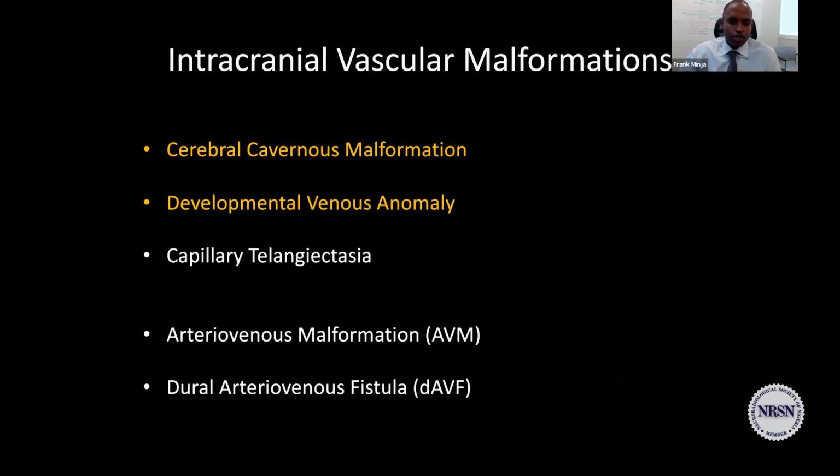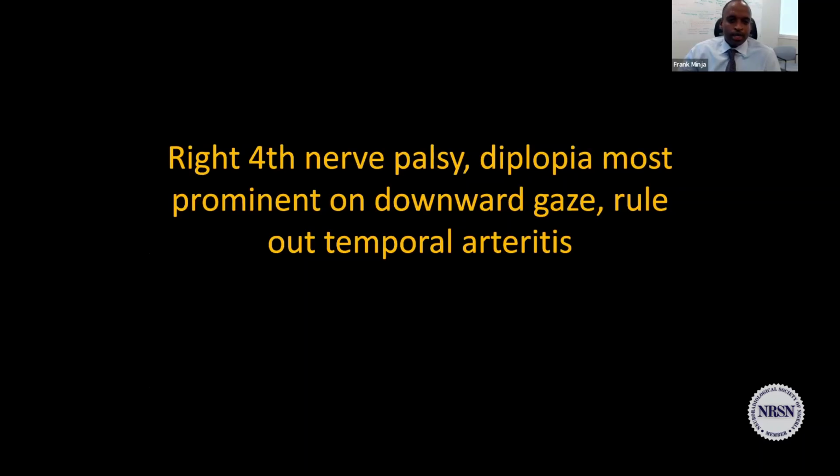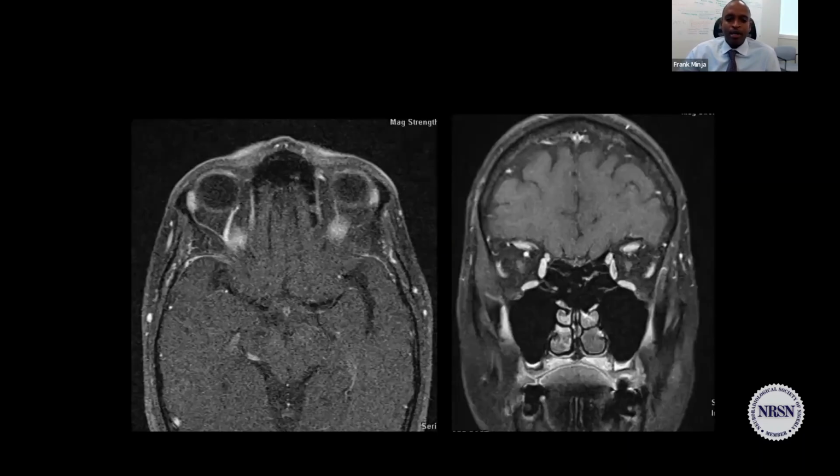All right, sounds good. So here's another one, a different case. Fourth nerve palsy, diplopia most prominent on downward gaze. Rule out temporal arteritis. So the case came in.